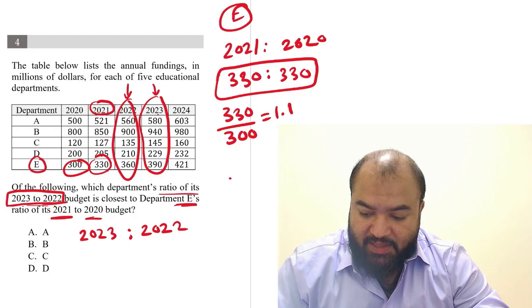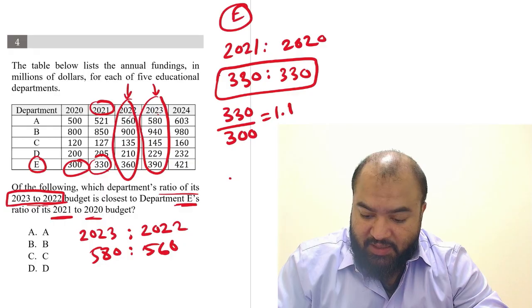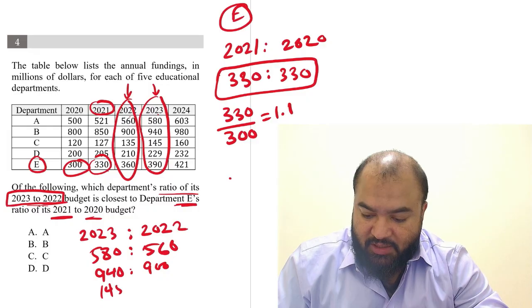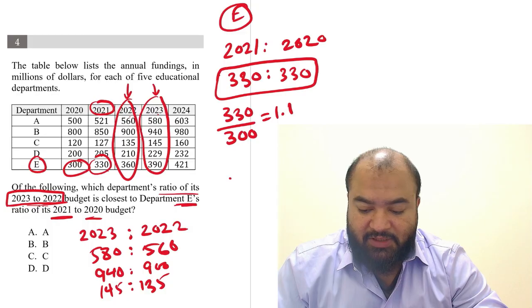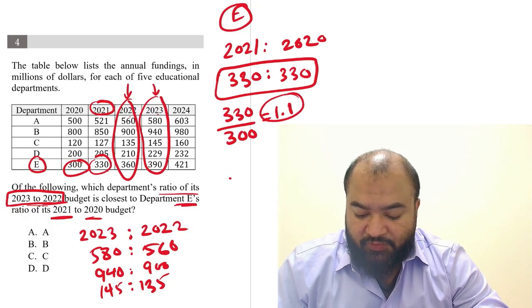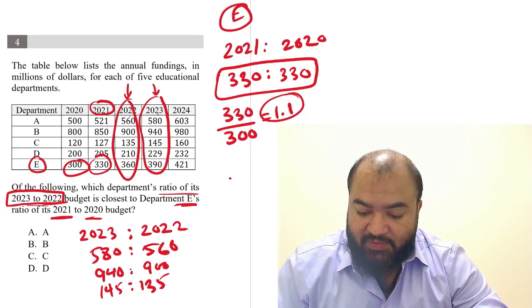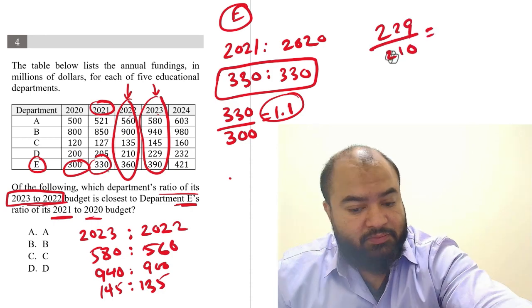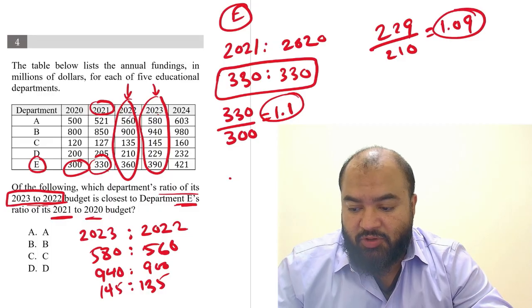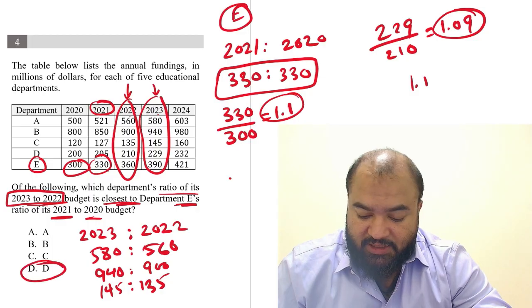So 580 divided by 560, that's the first ratio, 580 to 560. Then we have 940 to 900. Then we have 145 to 135 and so on. So you divide them, 580 divided by 560, and see which one gives you 1.1. If you look at option D, D is saying 229 divided by 210. Try that. That's 1.09, which is closest to 1.1. This is the closest. So D is the answer.